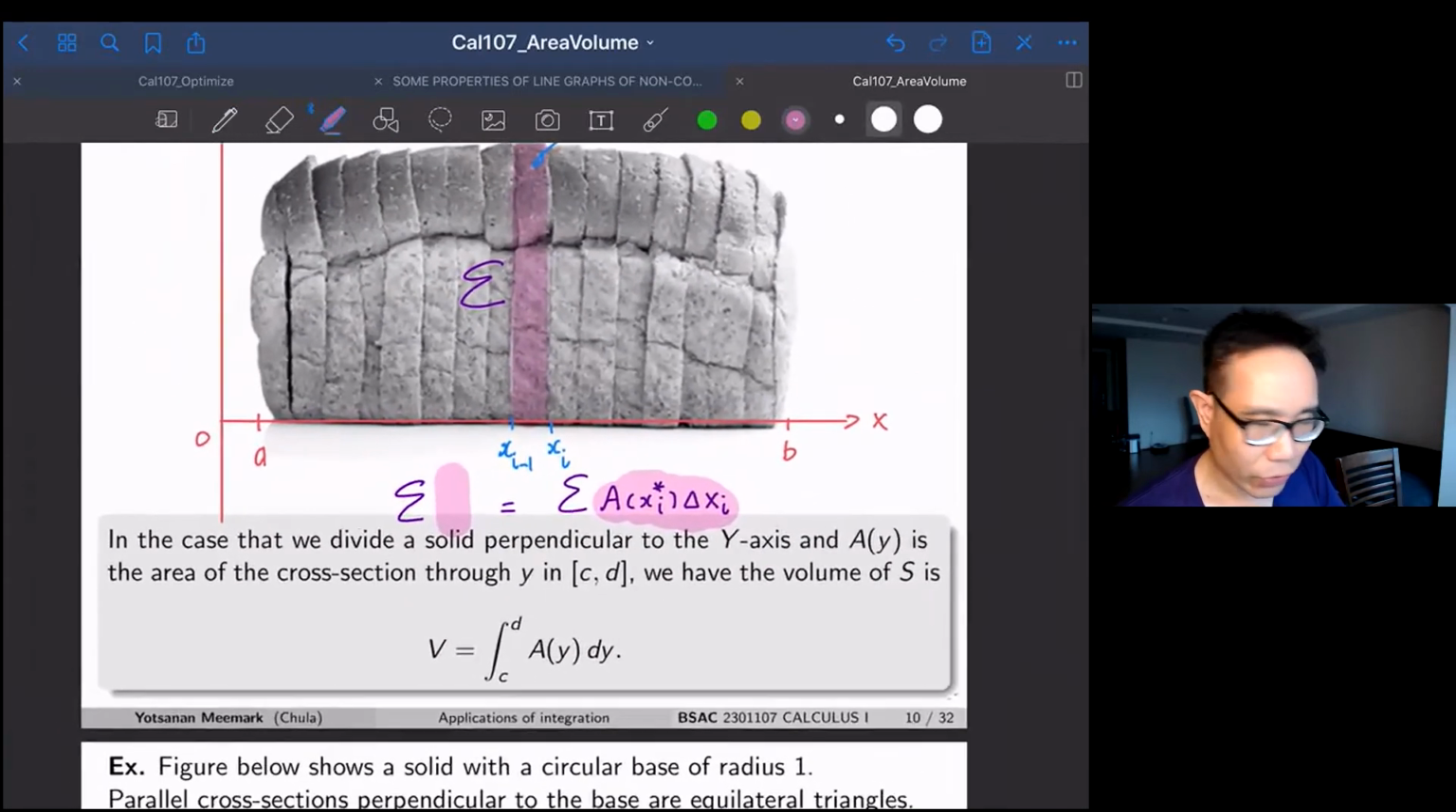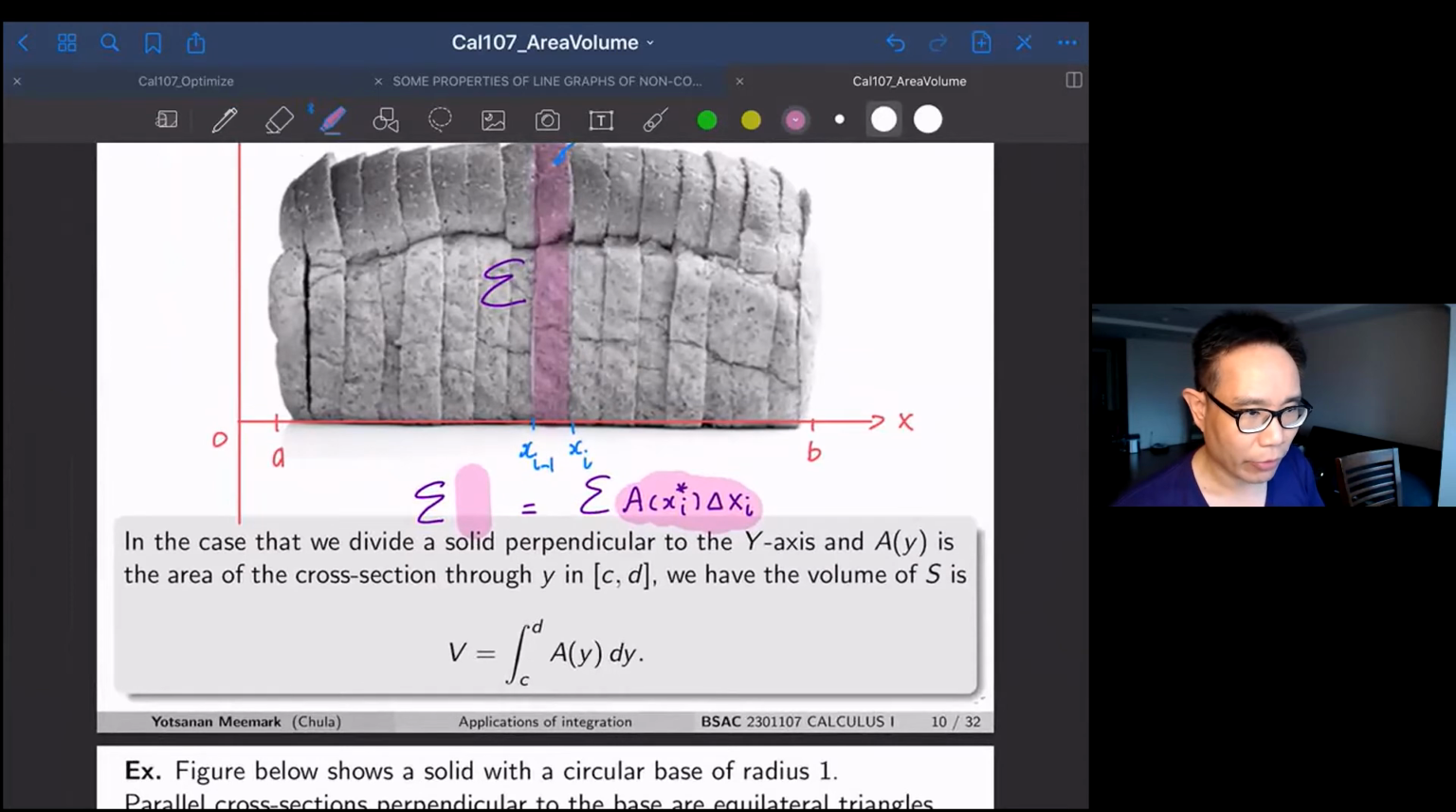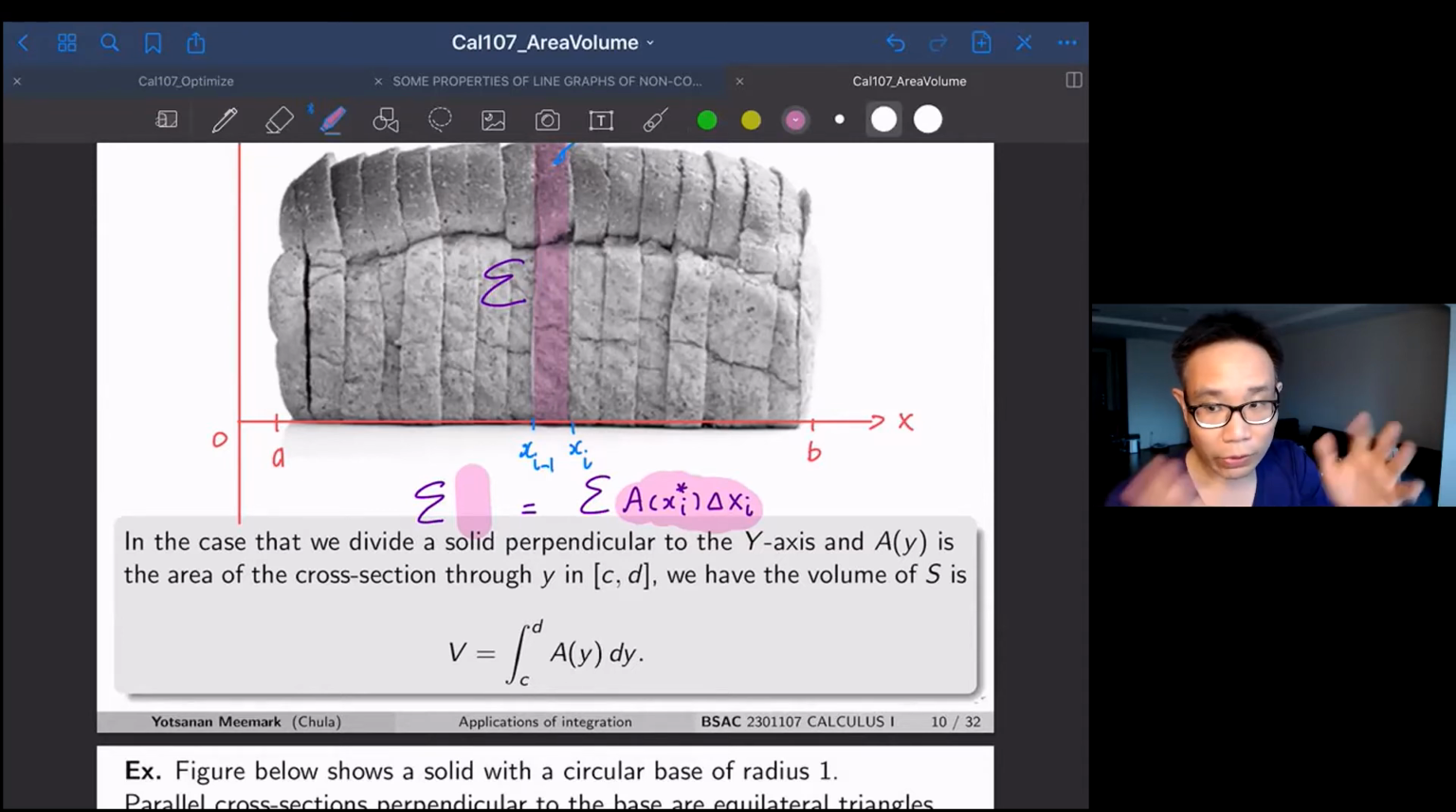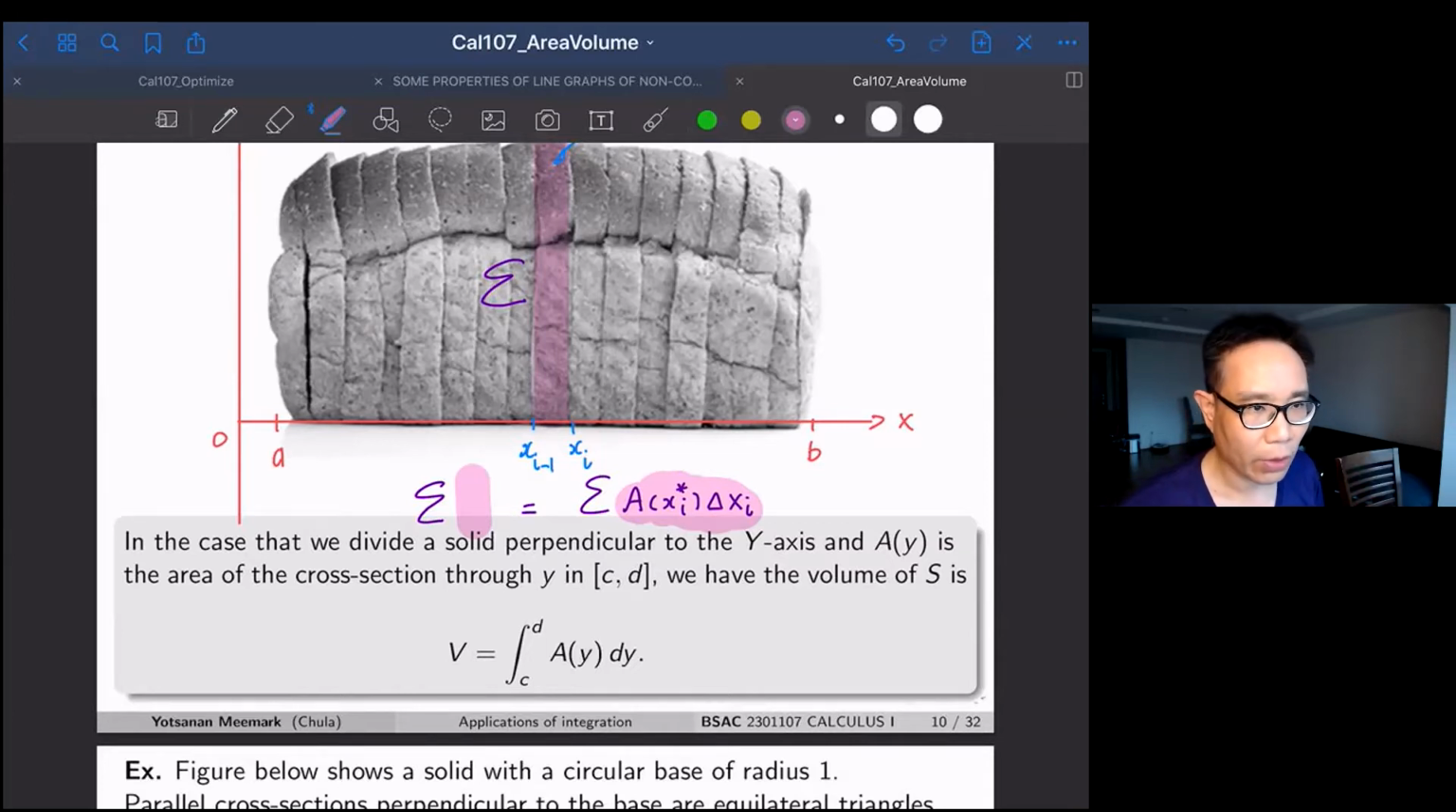Similarly, we'll be able to integrate with respect to y if you subdivide the interval along the y-axis. So we have two choices. You can integrate with respect to x when your solid lies over the interval [a, b] in x. However, if your solid is oriented vertically, you're going to integrate with respect to y instead, over an interval of y, and normally we write it as c to d.